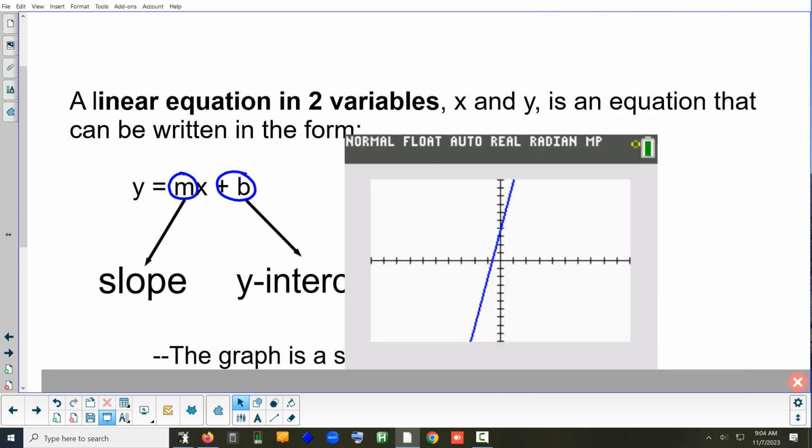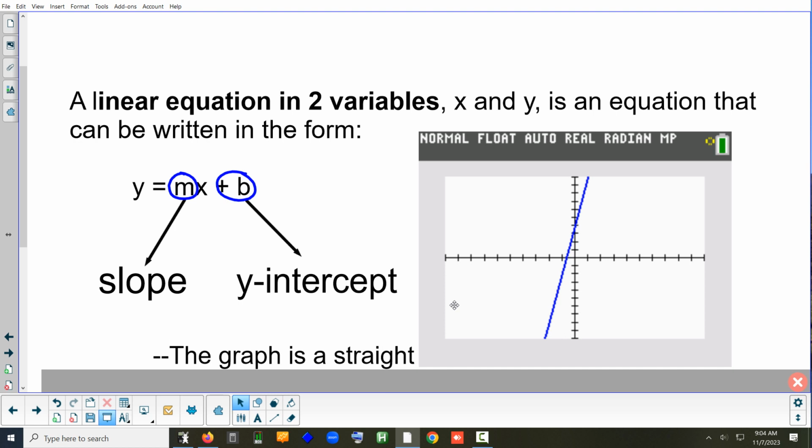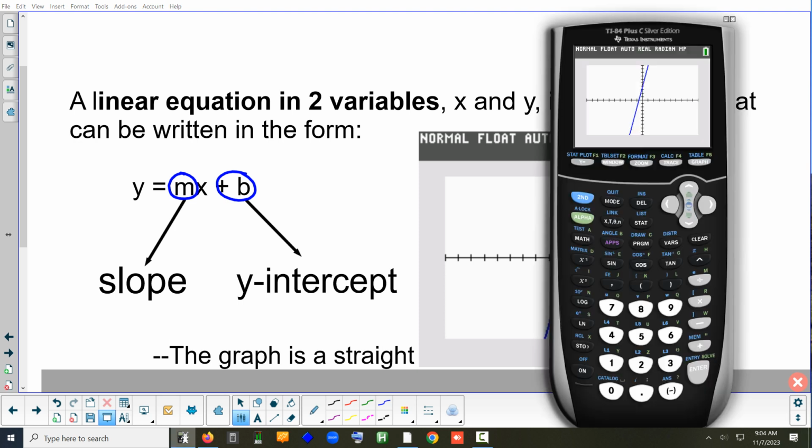So the y-intercept was a 4. If you count up 1, 2, 3, 4, that's exactly where it crosses the y-axis. It crosses at 4. Kind of put a dot to show you. And the 6, when we put that in, 6x, that controlled how steep the line was.